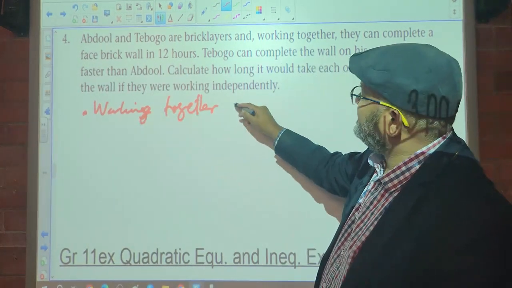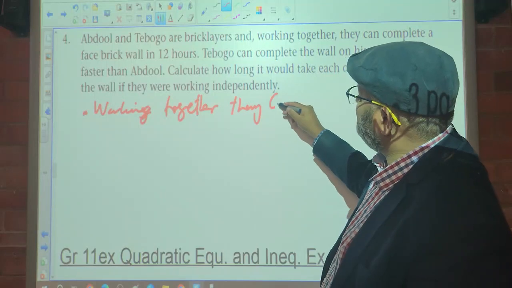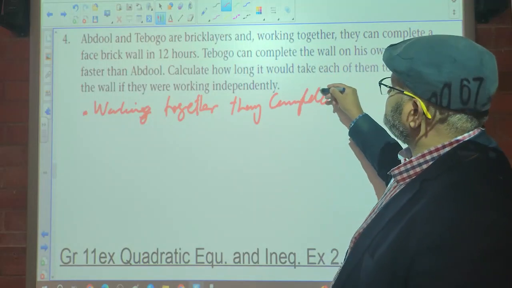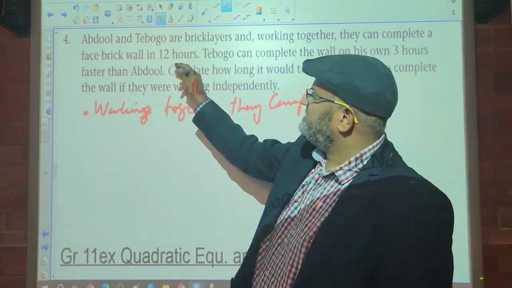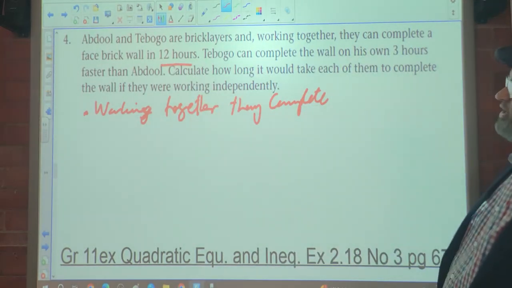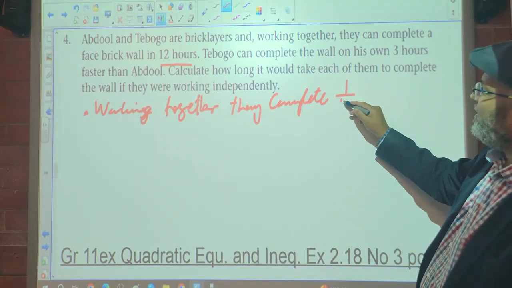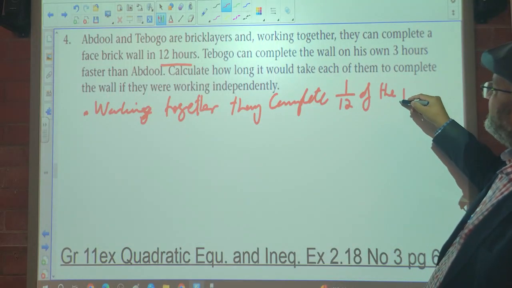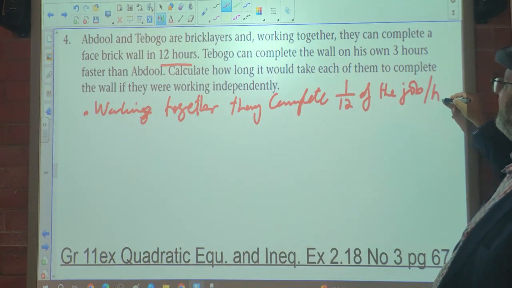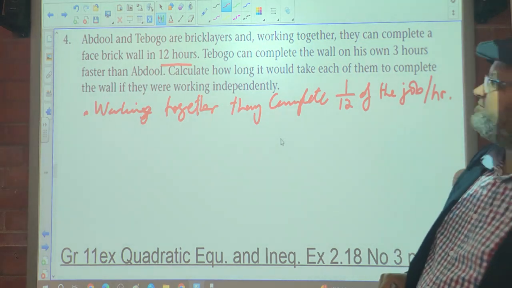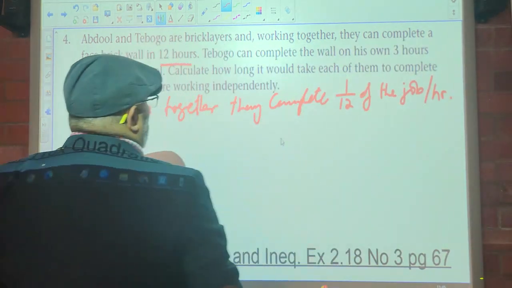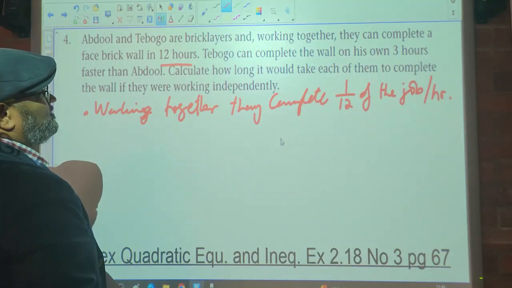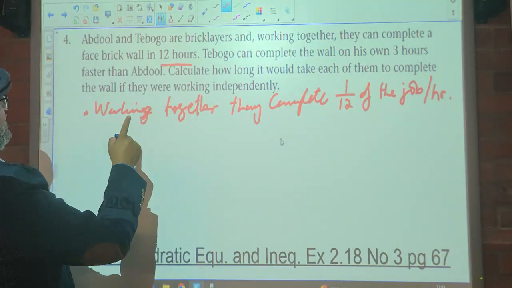Right. Working together, they complete the whole in 12 hours. Working together, they complete 1/12 of the job per hour. Right. Iboho can complete the whole in 3 hours faster than Abdul.